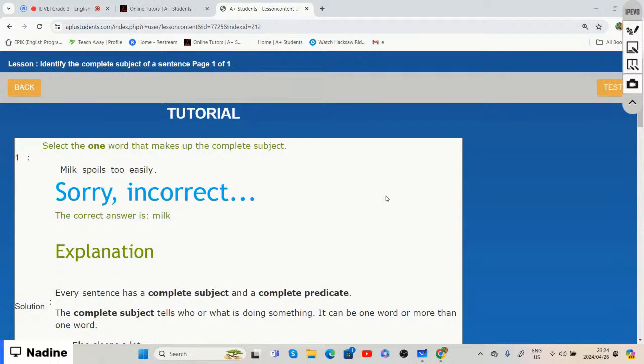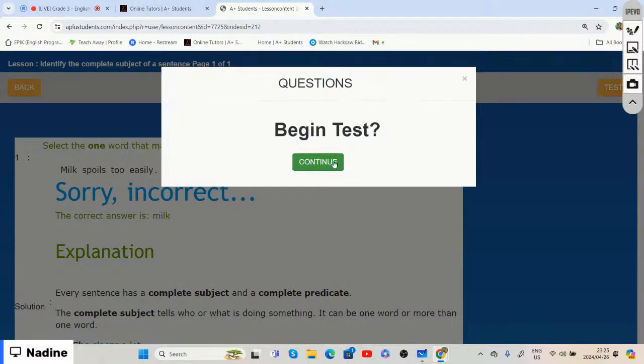Okay, let us go to the test, right? Just before we go to the test, remember a complete subject tells us who or what something is doing, and it can be one word or more than one word. So you need to ask yourself who is doing something or what is doing something in order to get the subject of that sentence. All right, let's go to the test.